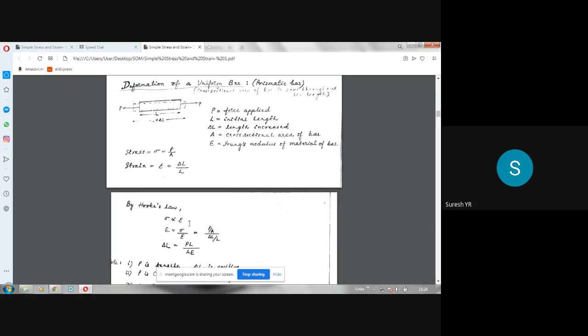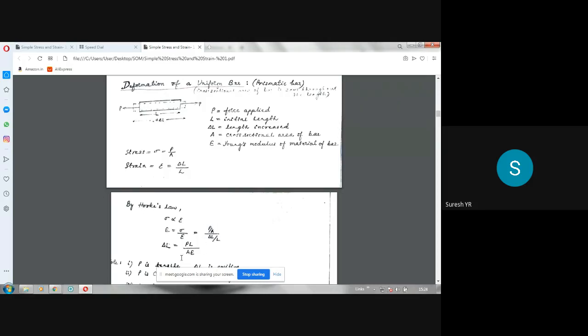Stress is directly proportional to strain, or you can write it as sigma is equal to E into epsilon, where E is sigma divided by epsilon. So, Young's modulus is defined as the ratio of stress to strain within elastic limits. Now substitute for sigma as P by A, and epsilon is delta L by L. If you simplify this, you will get delta L equals PL by AE.